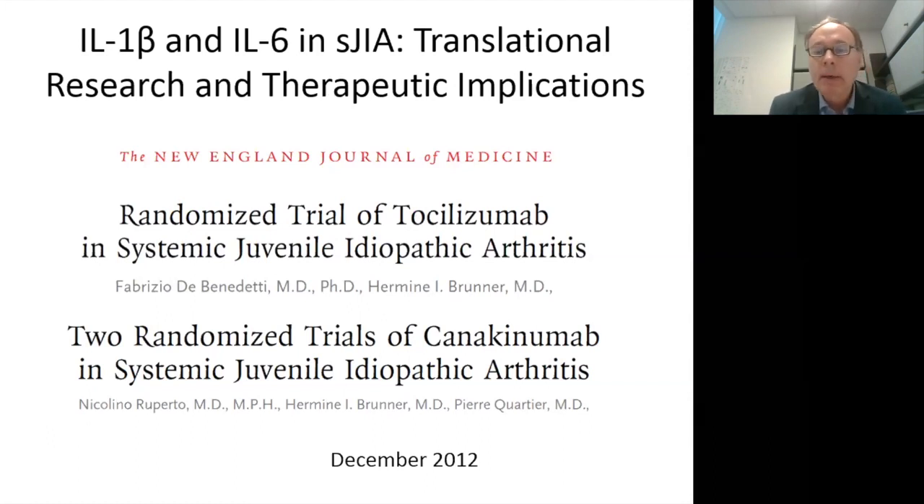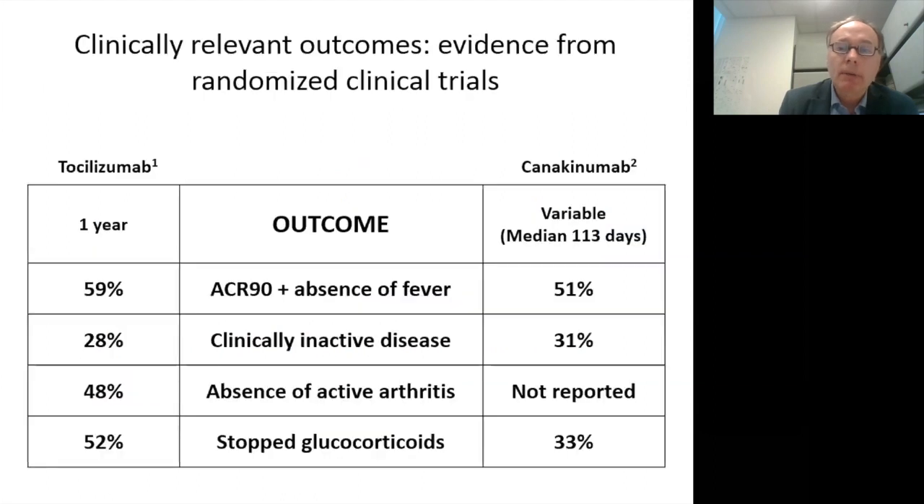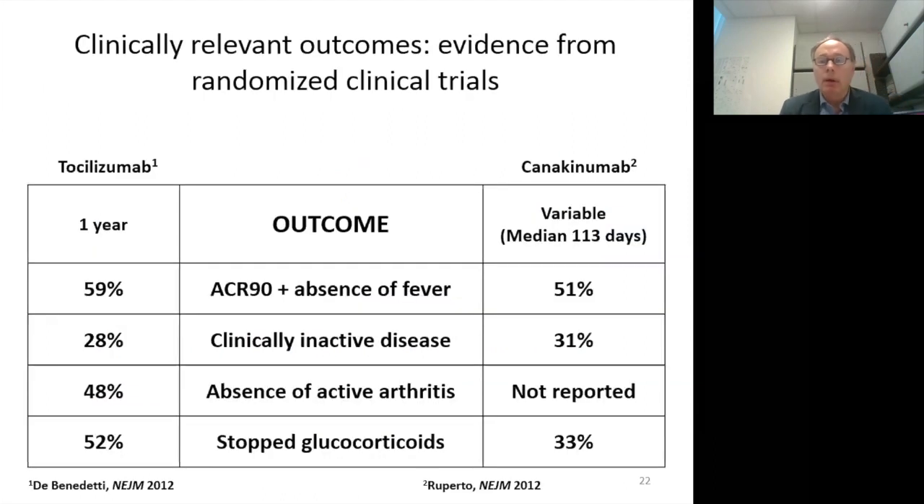These observations eventually led to several large international clinical trials of drugs that block either IL-1 or IL-6. The results of those clinical trials were published in December 2012 in the New England Journal of Medicine, and that quickly led to the approval of these drugs by the FDA for systemic juvenile idiopathic arthritis.